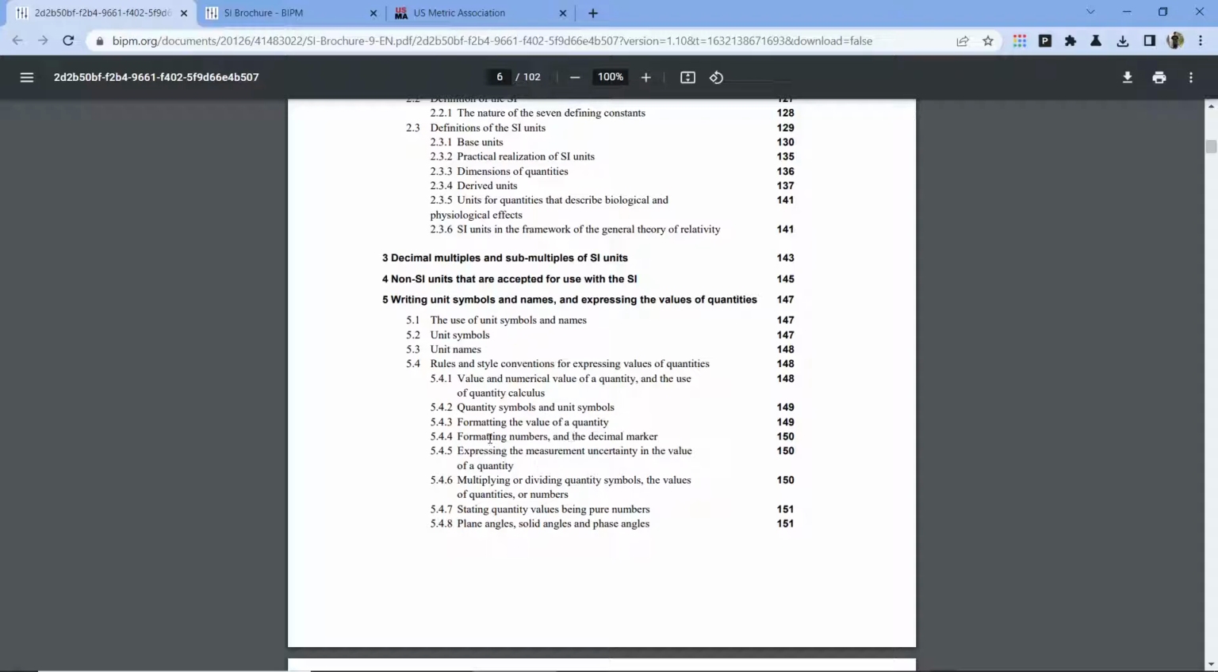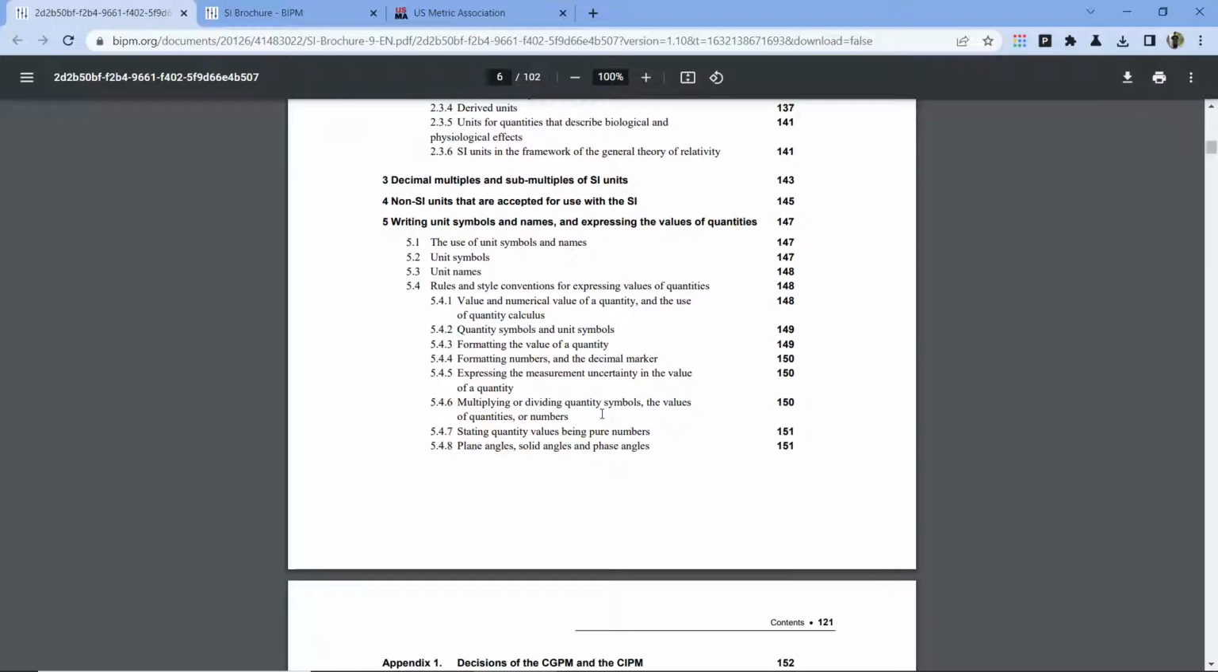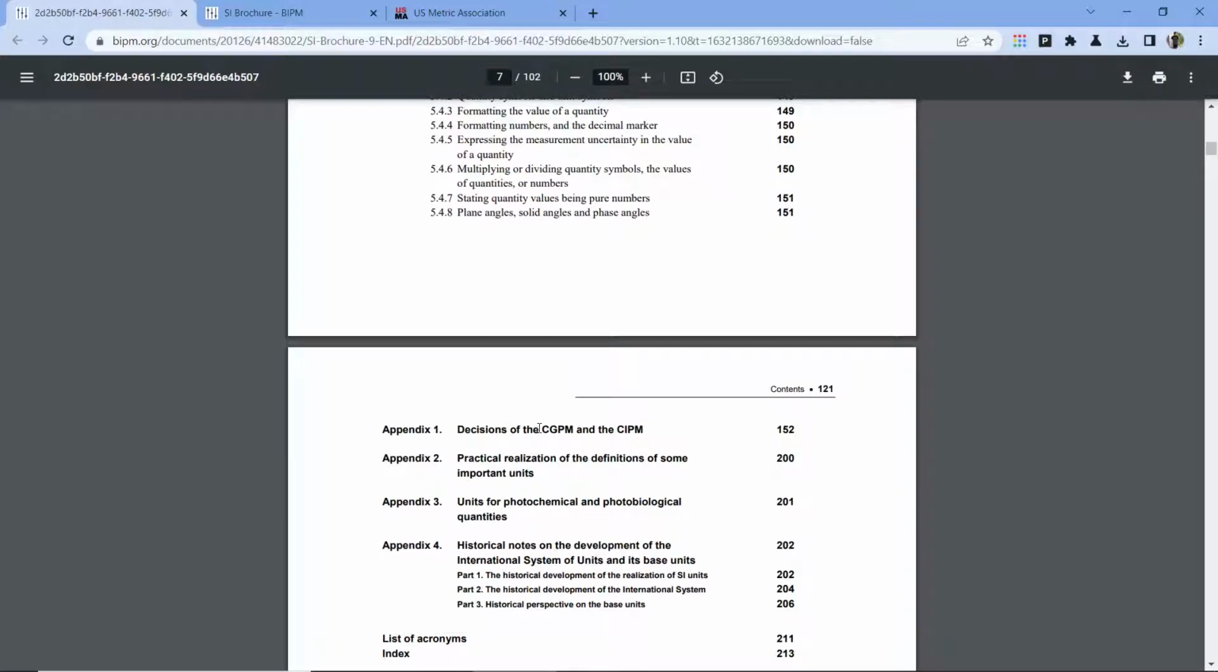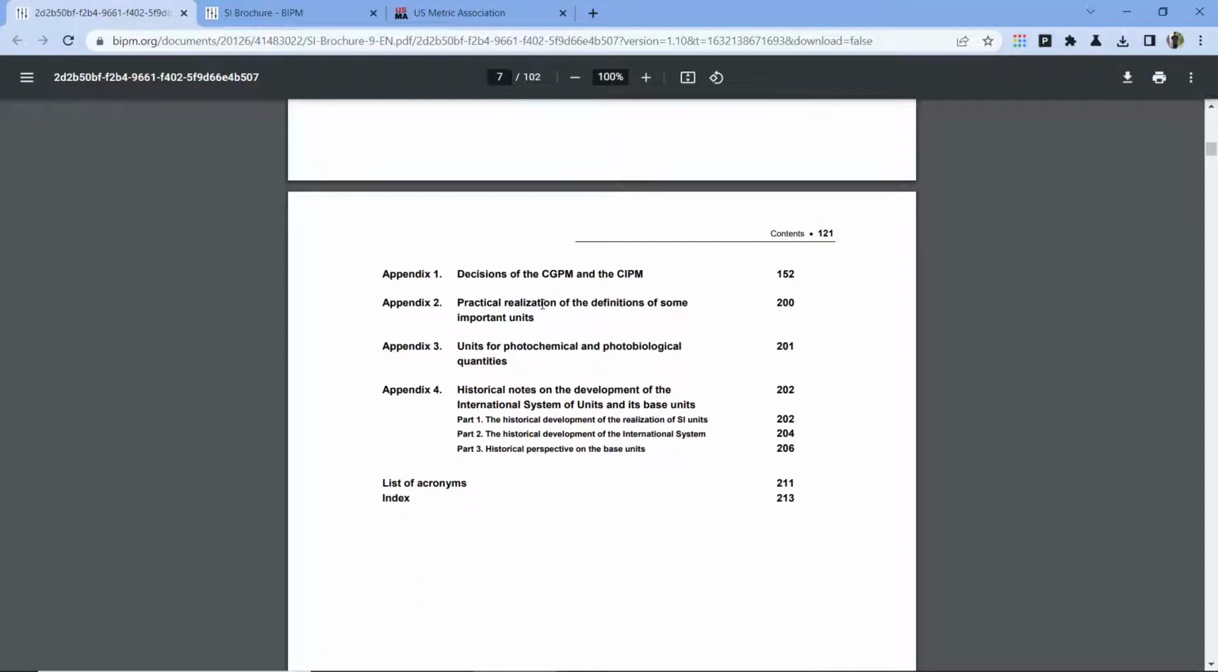Formatting the value of a quantity. Formatting numbers in the decimal marker. Expressing the measurement uncertainty in the value of a quantity. Multiplying or dividing unit symbols, the values of quantities or numbers, stating quantity values being pure numbers, plane angles, solid angles, and phase angles. Appendix 1, decisions of the CGPM and the CIPM. Appendix 2, practical realization of the definitions of some important units.